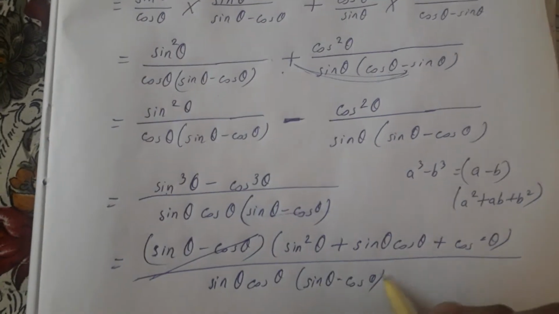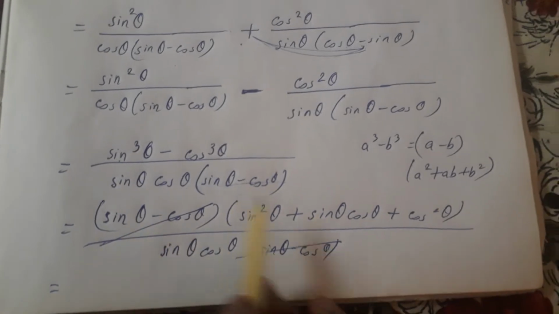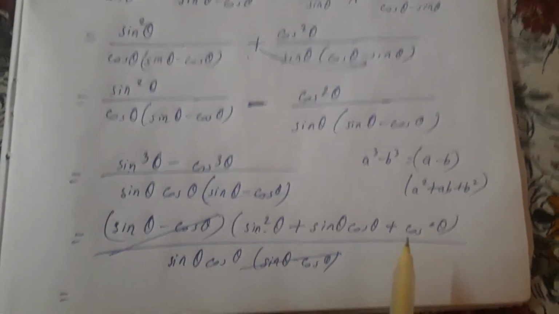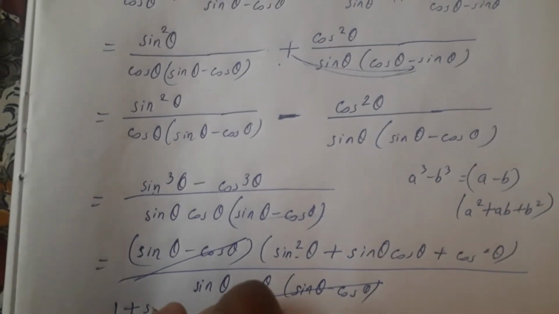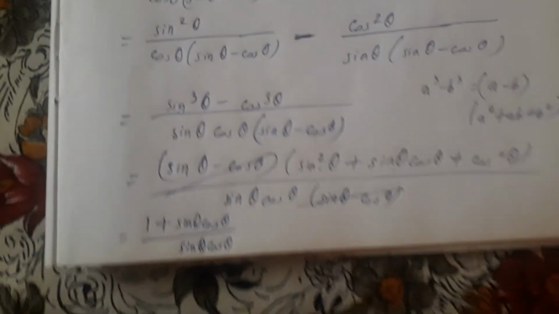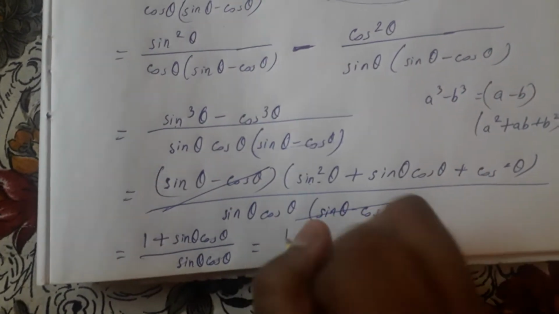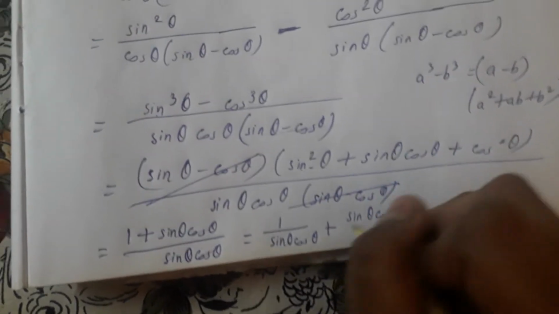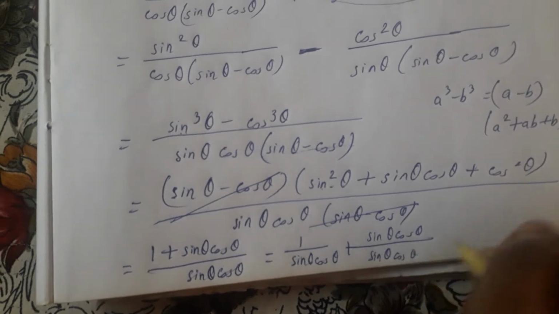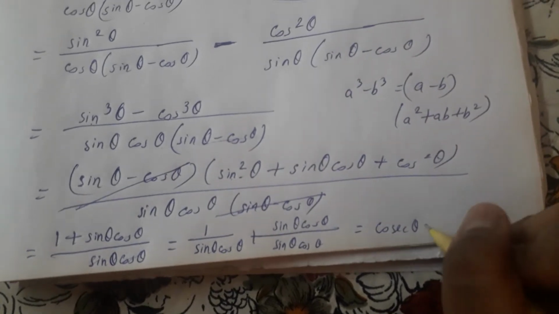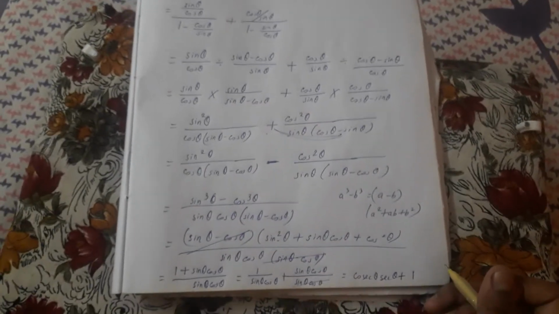Now see, this will be cancelled out. After cancelling these two, you see here sin square theta plus cos square theta, that is 1. Now write 1 plus sin theta cos theta divided by sin theta cos theta. Now you have to separate this: 1 by sin theta cos theta plus sin theta cos theta divided by sin theta cos theta. Now 1 by sin theta means cosec theta, 1 by cos theta means sec theta, plus this will be cancelled out, 1. Now this is what you have to prove here.